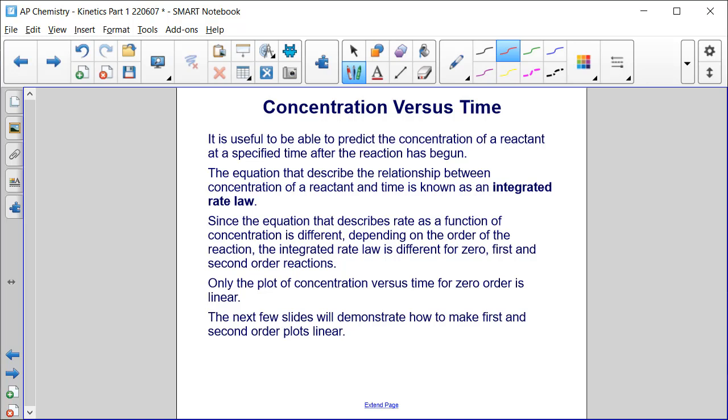Only the plot of concentration versus time for 0 order is linear. The next few slides will demonstrate how to make first and second order plots linear. The reason that's important is that once a graph or a plot is linear, you can use that to do some data analysis.